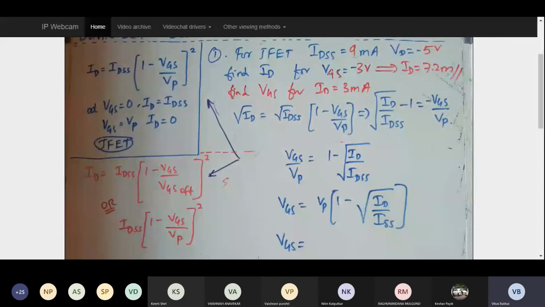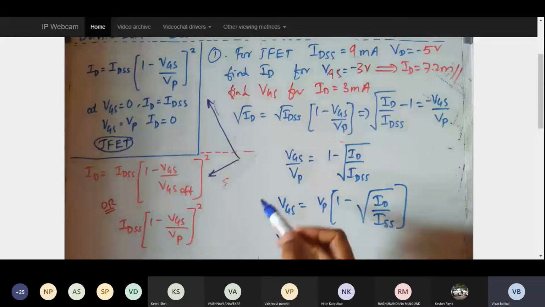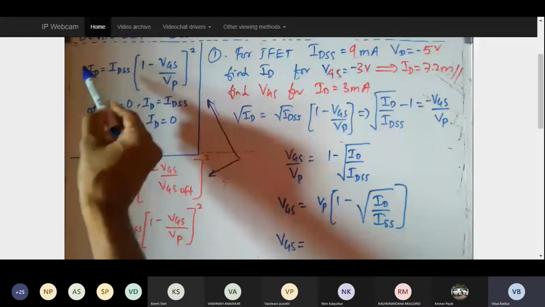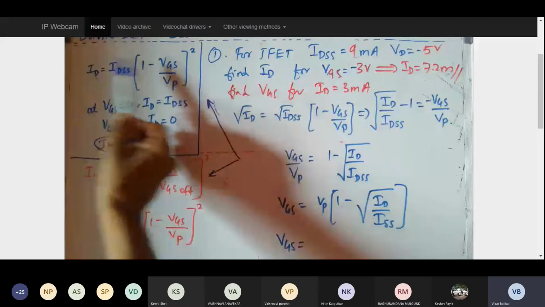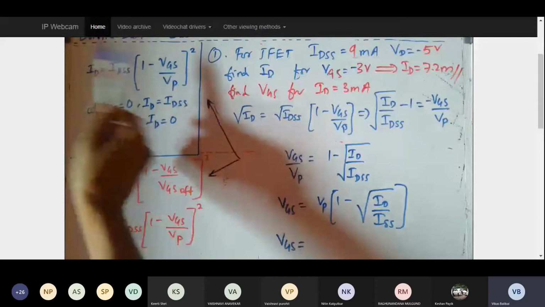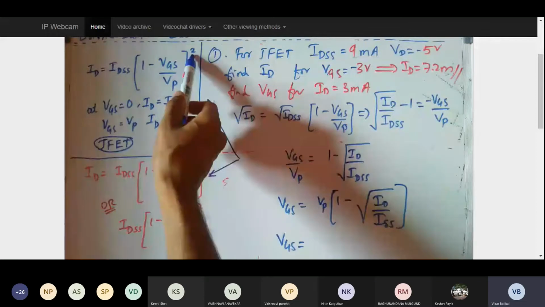See, just look on screen what I'm doing over here. I just took the square root on both sides. Why did I take the square root? To cancel out this square term over here. I'm using a simple logic: I want VGS, I don't want VGS square. So before solving this, I'll try to eliminate this square. If I take the square root on both sides, this will be the equation.